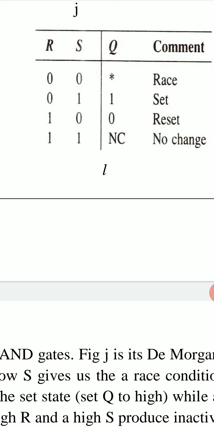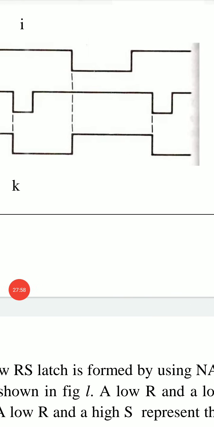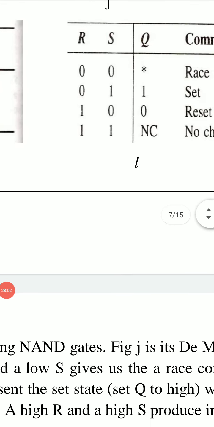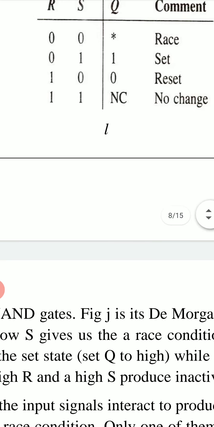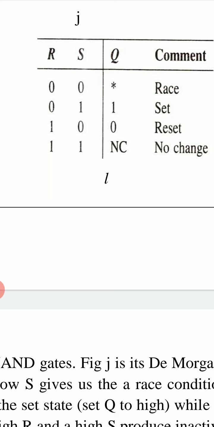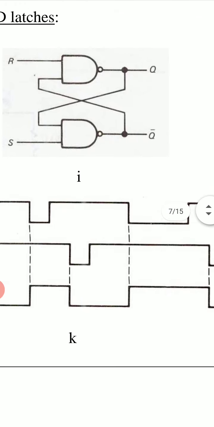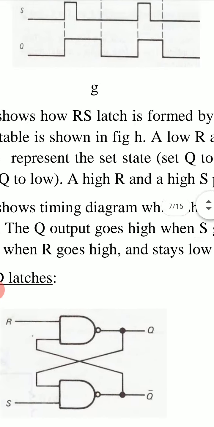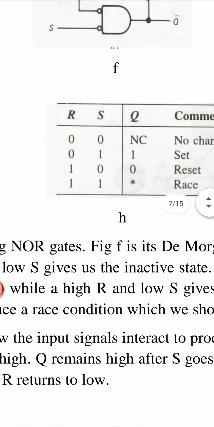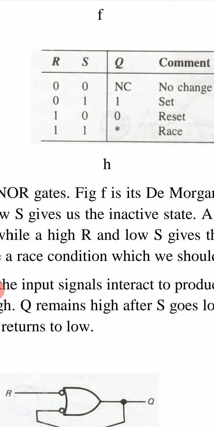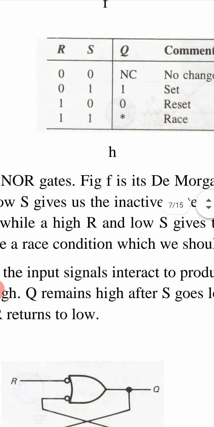If we use NOR gates, then race condition is for R equal to 1, S equal to 1. And now if we use NAND gates, then race condition is for R equal to 0, S equal to 0. And this race condition we have to avoid. So initially in timing diagram, we can put R equal to 1, S equal to 1 or R1, S0 or R0, S1. We do not take initially R is 0 and S is 0 for this NAND latch, and similarly for this NOR latch, here the race condition is for R1, S1, so we have to avoid this. Initially we should not keep R1 and S1.